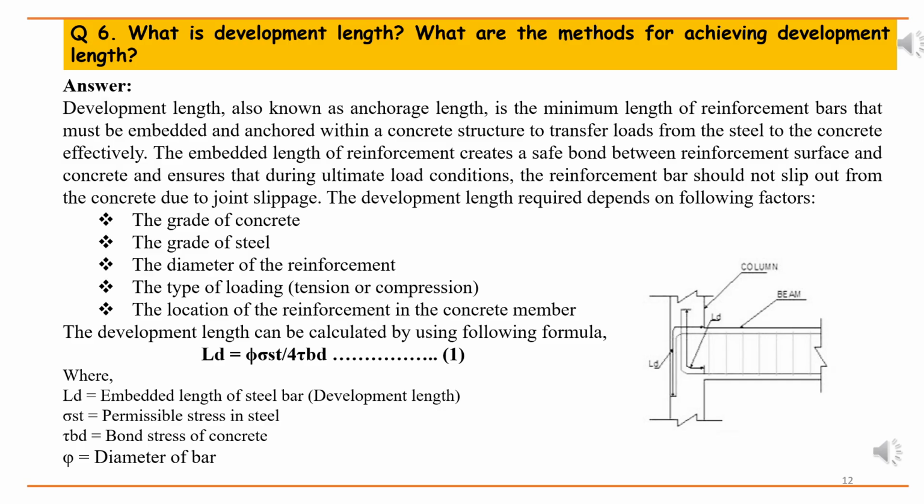The development length required depends on following factors: the grade of concrete, the grade of steel, the diameter of the reinforcement, the type of loading, tension or compression, the location of the reinforcement in the concrete member. The development length can be calculated by using following formula: LD equals ST for BD. Where LD equals embedded.